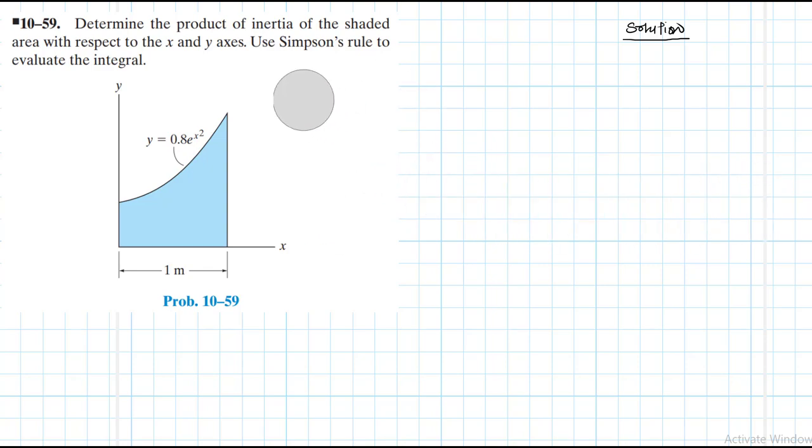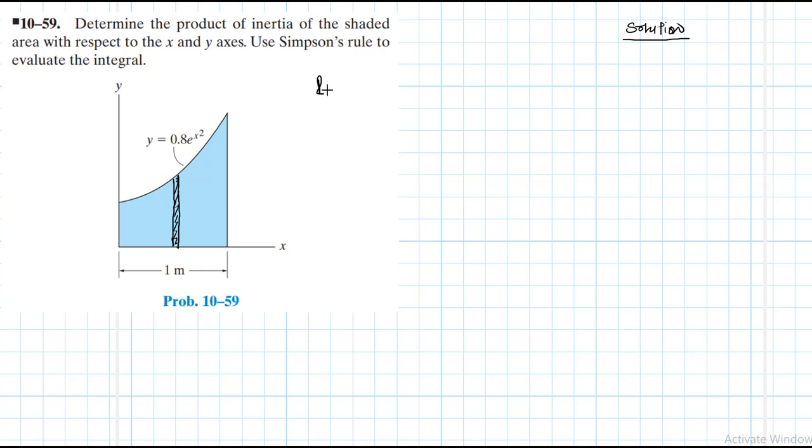All right. Let's dive into this particular problem. So we have this is an exponential, right? And we have been asked to determine the product of inertia of an area. So we'll get a vertical strip like so. And we're always going to be using the parallel axis theorem for calculating this.